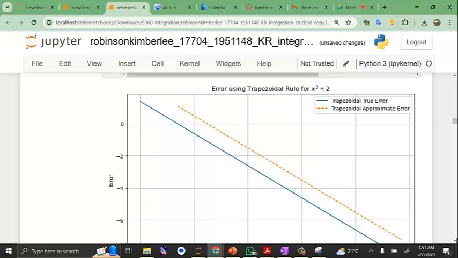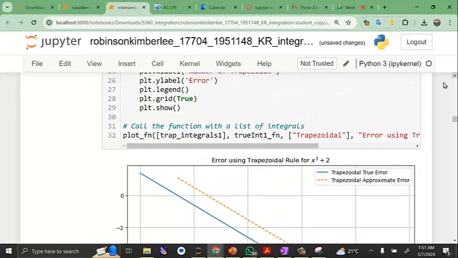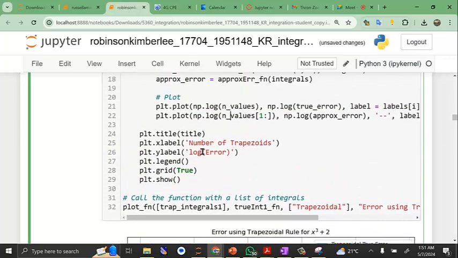This plot should really say log of error instead of error, and this should say log of number of trapezoids, right? Because you are taking logarithms. All right. Why don't I just do that quickly? So this would be log of error. I think it's log of error, isn't it? And then log of number of trapezoids. Yeah, it's log of error and then log of number of trapezoids. So just to be clear.